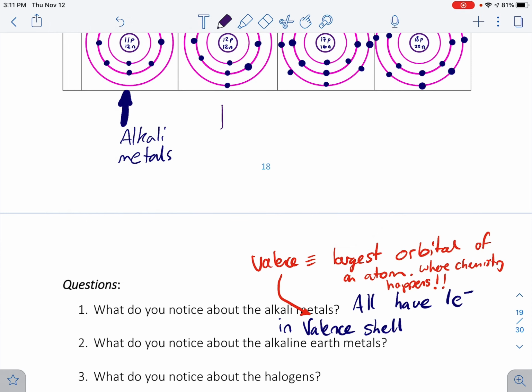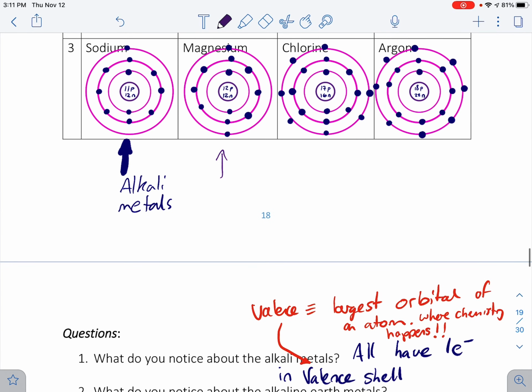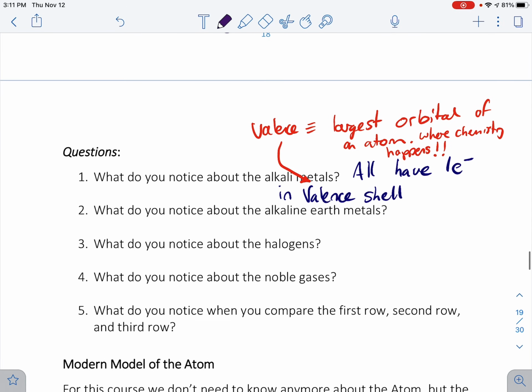Okay, the second group, the one that has magnesium in it and beryllium, these are the alkaline earth metals. And these alkaline earth metals, they all have 2 electrons. All have 2, and we can even call these valence electrons.